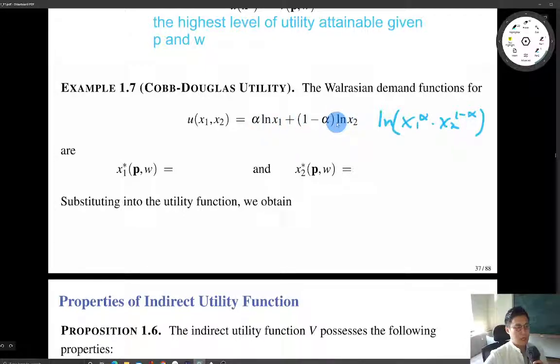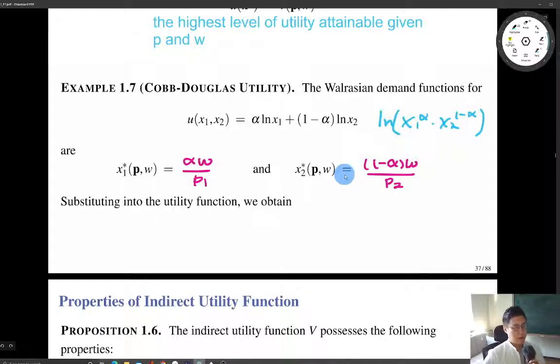So with this transformed utility, we can easily find the Walrasian demand from the Lagrange multiplier. Cobb-Douglas has a nice property. Walrasian demand is going to be alpha times w over p1. That is the demand for good 1. And the demand for good 2 is 1 minus alpha times w over p2.